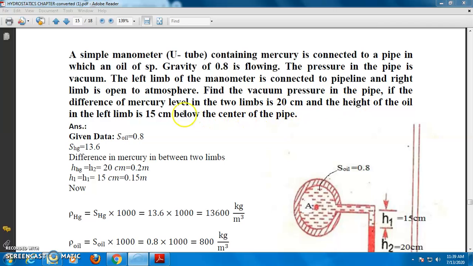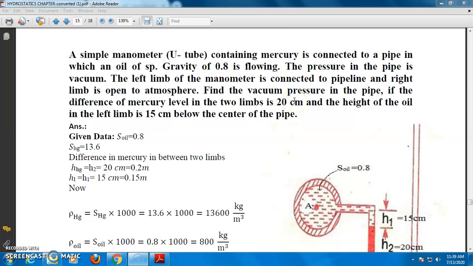If the difference of mercury level in the two limbs is 20 centimeter and the height of the oil in the left limb is 15 centimeter below the center of the pipe. So now you have completed the reading. Now I will draw the diagram accordingly.